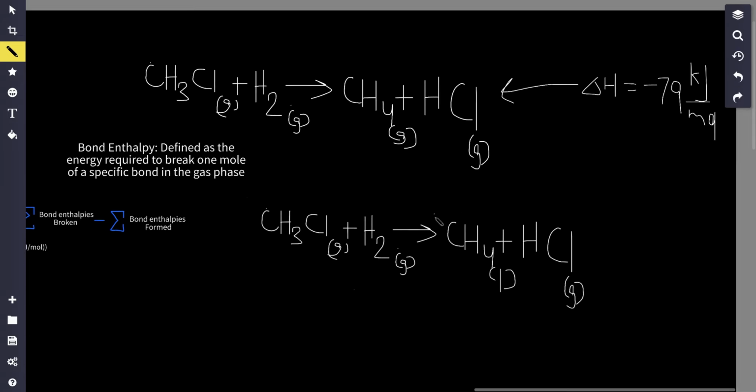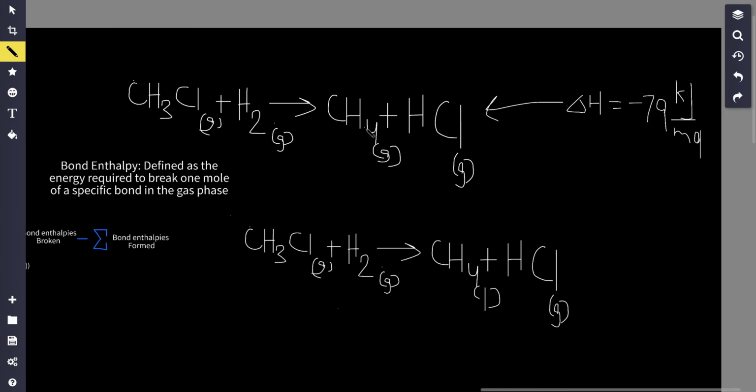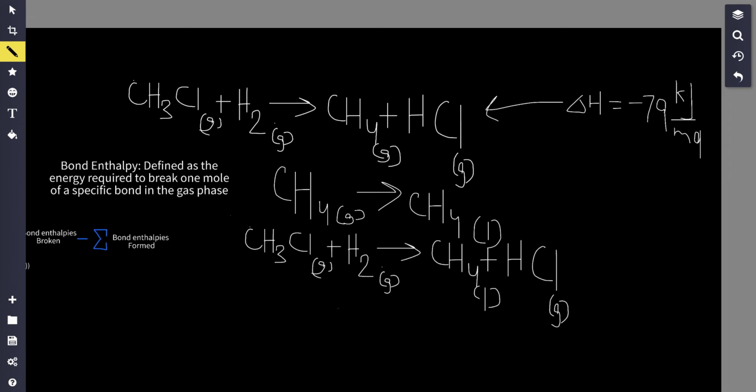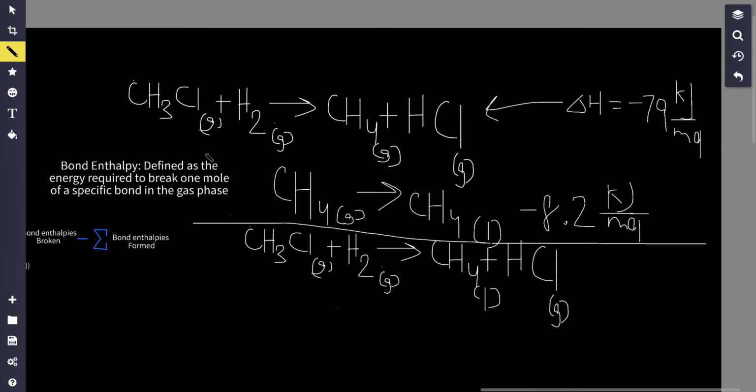Well, first what I can do is say, okay, we have this original reaction here. How much energy does it take for methane to condense? All right, how much energy does it take for methane to become a liquid from a gas? It turns out that it's approximately, I'm pretty sure, negative 8.2 kilojoules per mole. So for methane to go from a gas to a liquid, it takes approximately negative 8.2 kilojoules per mole. Now, what I can do is add these two reactions up together.